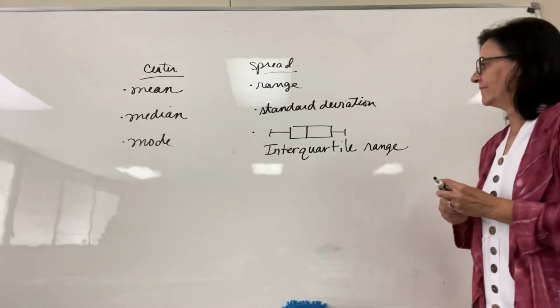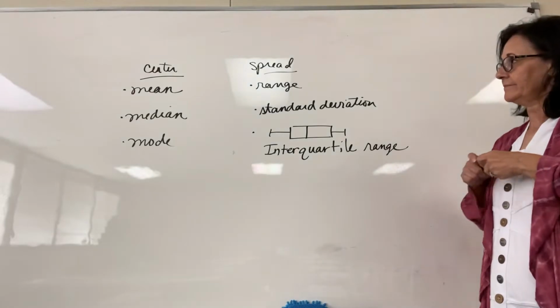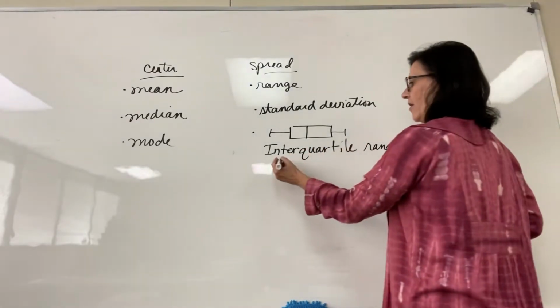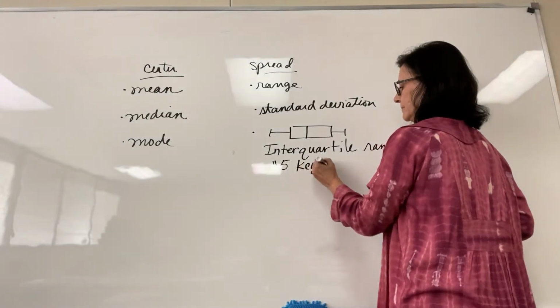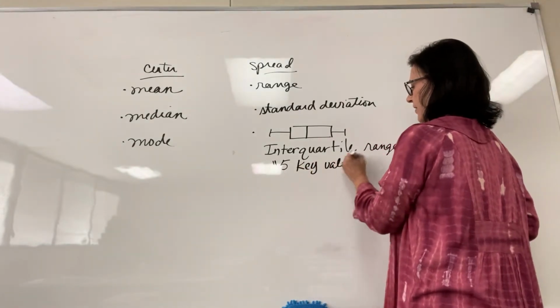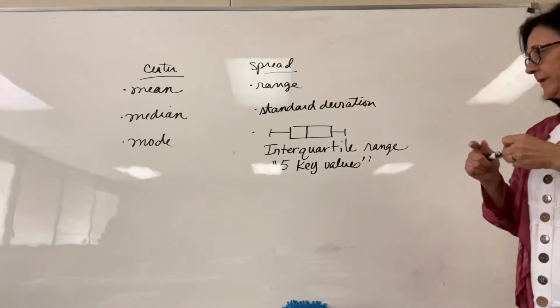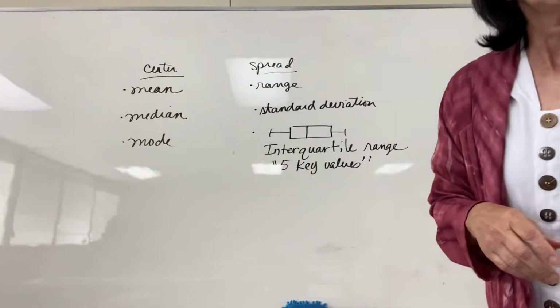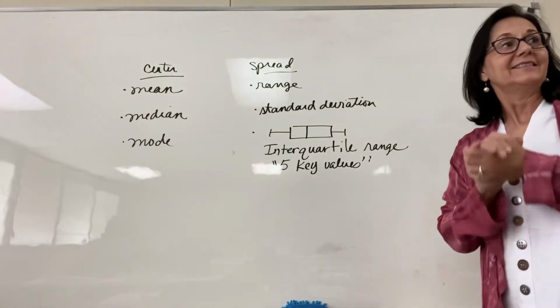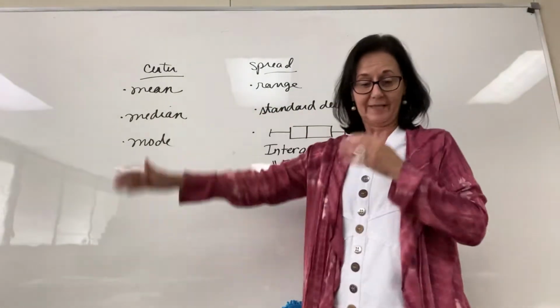And there are 5 key values that you need to be able to graph this. But actually, you know, your calculator will do this. Okay, so we're going to start with center, okay?